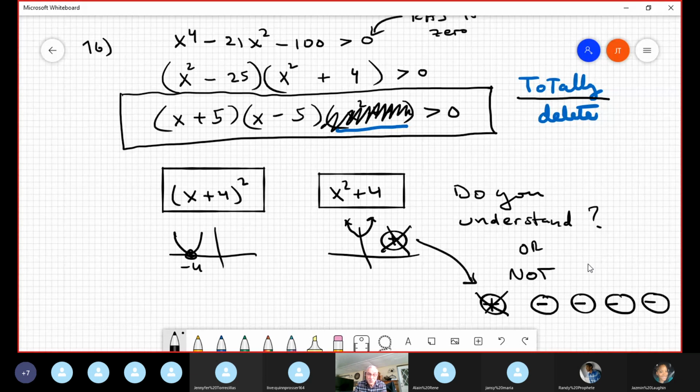This one, no. Why not? Because it depends on whether my inequality is greater than or equal. If it's greater than or equal, we can delete totally, because this parabola is positive or 0. However, if it's greater than, what happens at -4? At -4, when you plug in here -4 and +4, it is 0. 0 squared is 0, and 0 is never greater than 0. Okay, this kind of expression is different from this kind of expression.